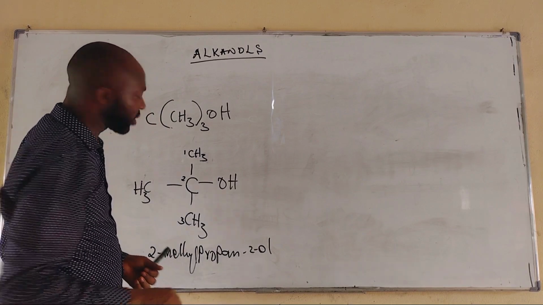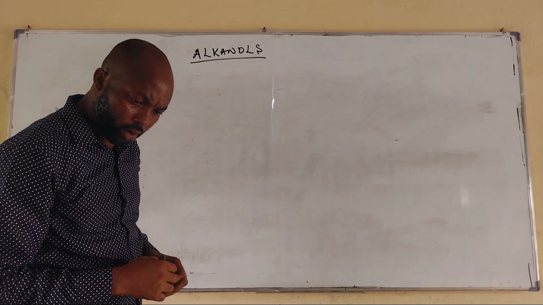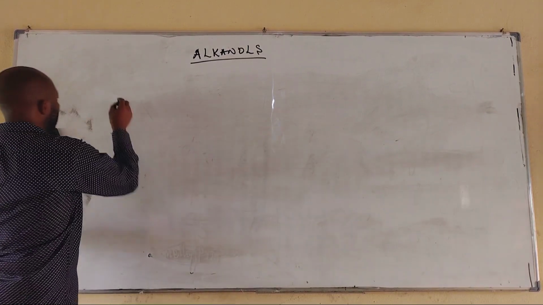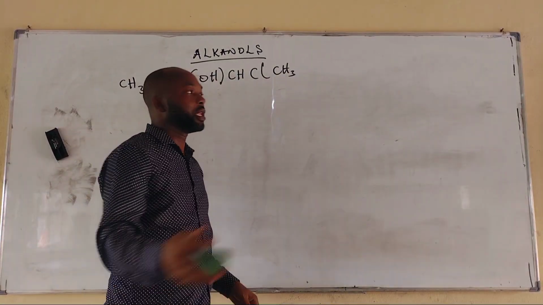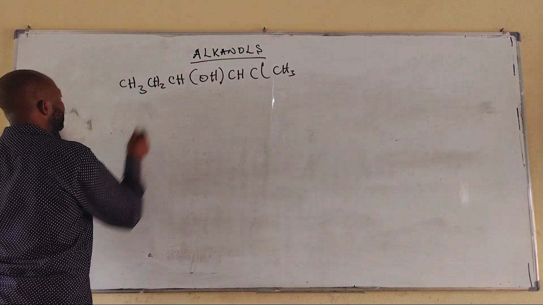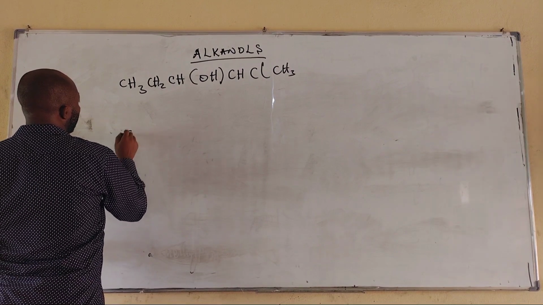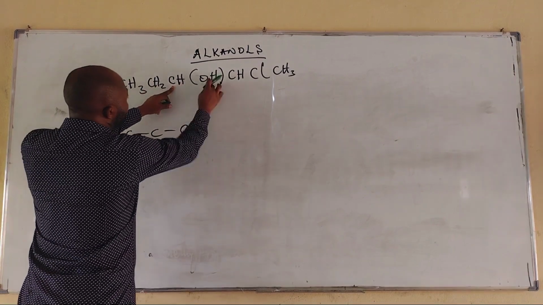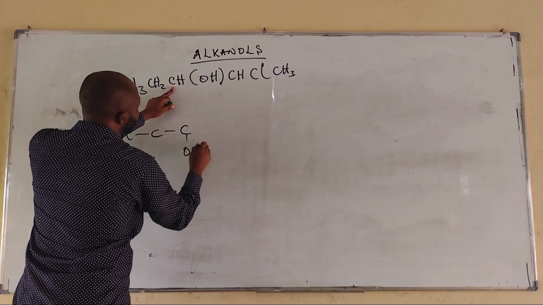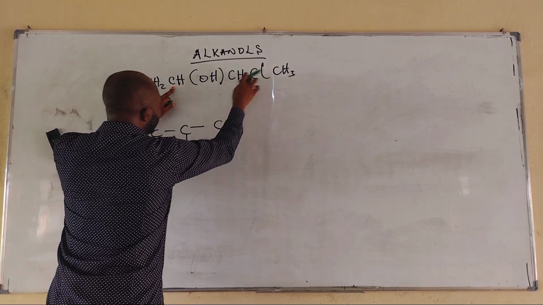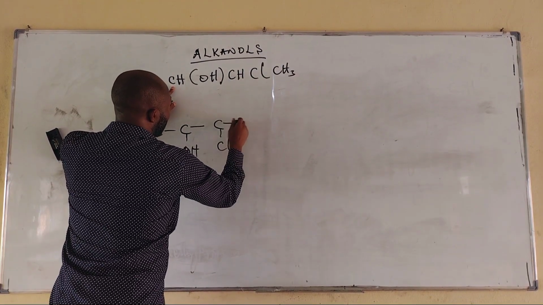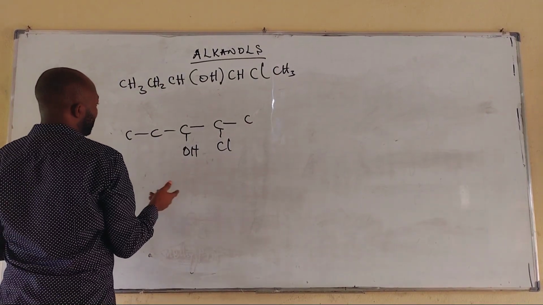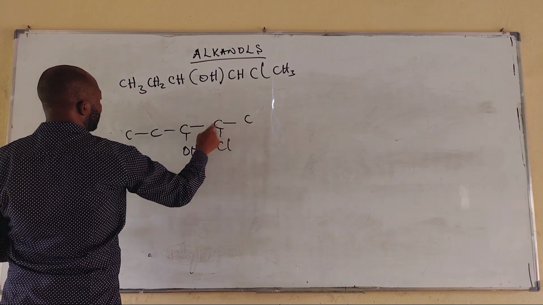Let's take another one, which is CH3, CH2. Now, this is it. Now, let's write our structure down. This C has hydrogen and OH, so this is my OH. I move to C, this one has hydrogen and chlorine, and this is CH3. So it's obvious that we come from here 1, 2, 3.